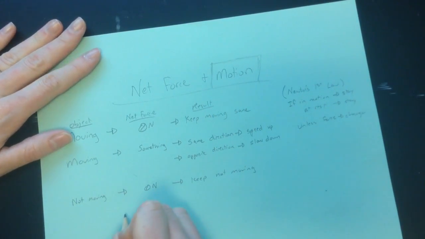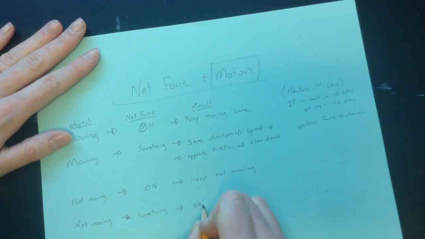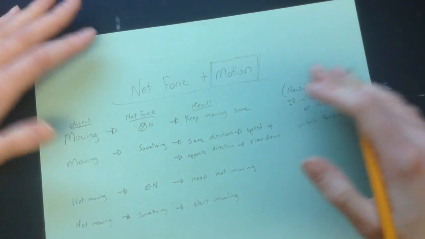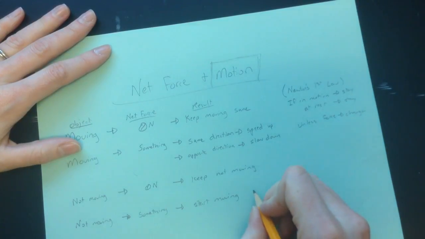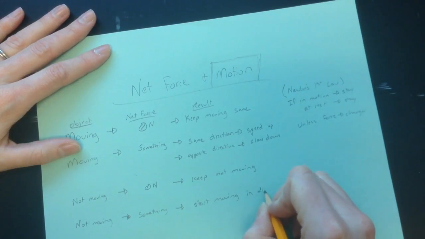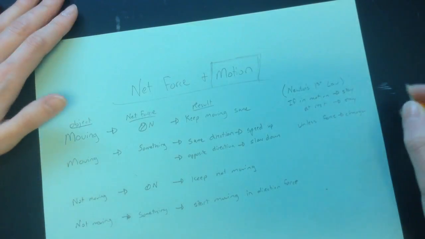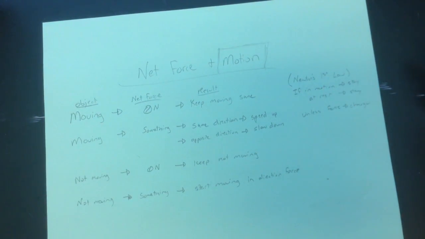In fact, that's what we write down for this something here. If the net force is something and it's not moving, then it will start moving. In fact, it'll accelerate, so it's going to speed up as it does this. It'll start at 0 and it'll speed up until that force stops, and then it's going to go in the direction of the force. That would be weird if it went the opposite direction of the force, so just make sure you understand that it's going in the same direction as that net force.